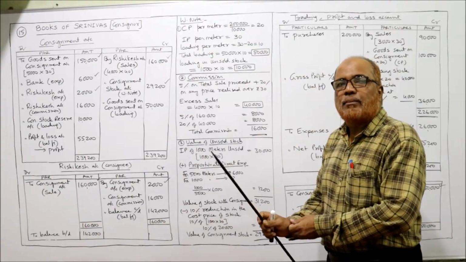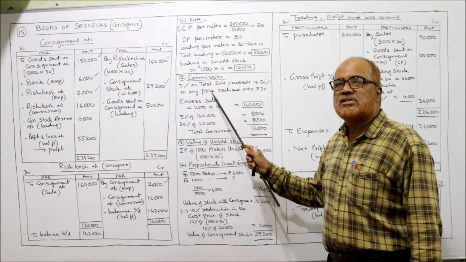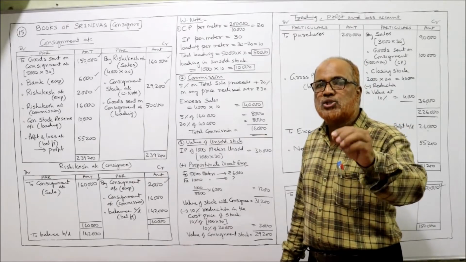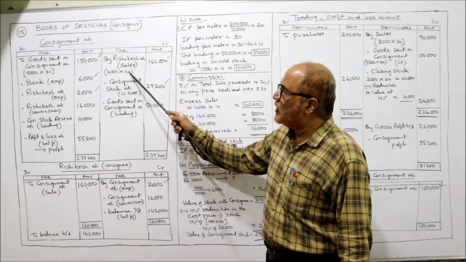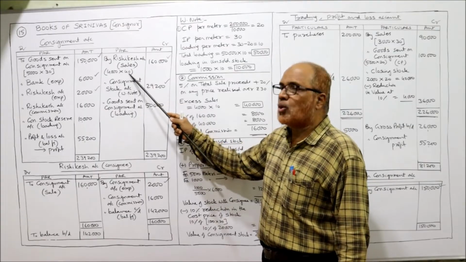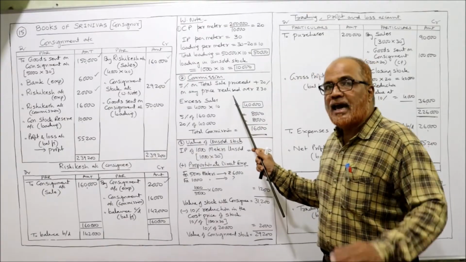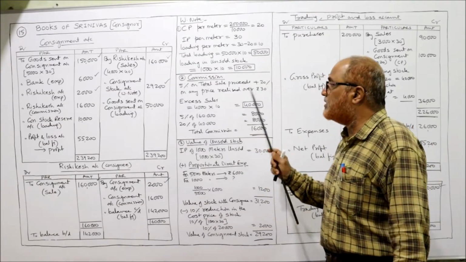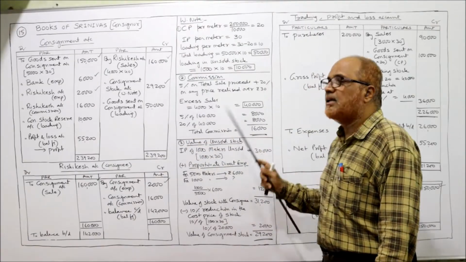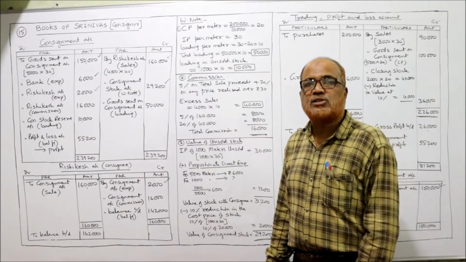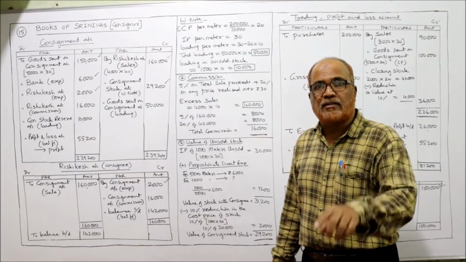It is given that commission should be 5% on the total sale price plus 20% on any price realized over 30 rupees. Actually, he has sold for 40 rupees. Rishikesh has sold each meter at 40 rupees. But here it is saying any excess price realized over 30. Over 30 means 40 minus 30, 10 rupees is the excess price per meter.